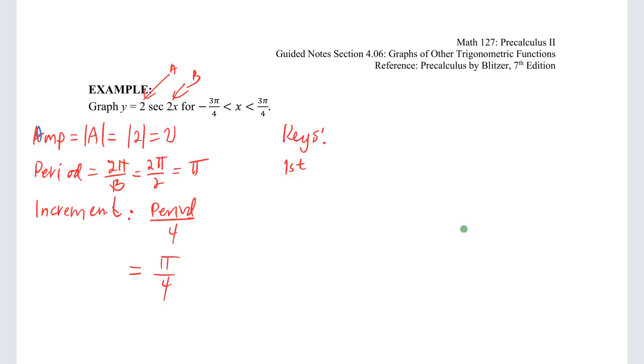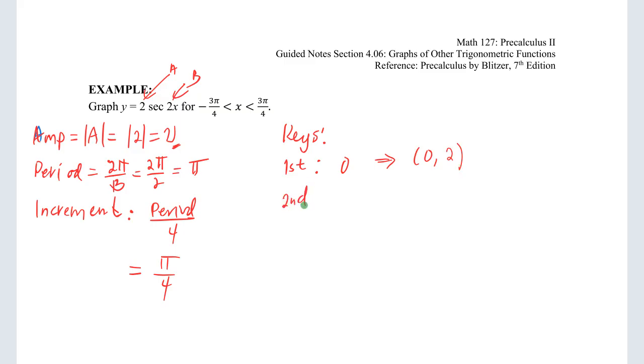All right, so the first key point here would be at 0. So therefore, the point here is at 0. And then remember, the reciprocal of secant is cosine. And then remember the parent function for the cosine, we are always starting at the maximum point. Since the value for the amplitude here is 2, the maximum point is 2.